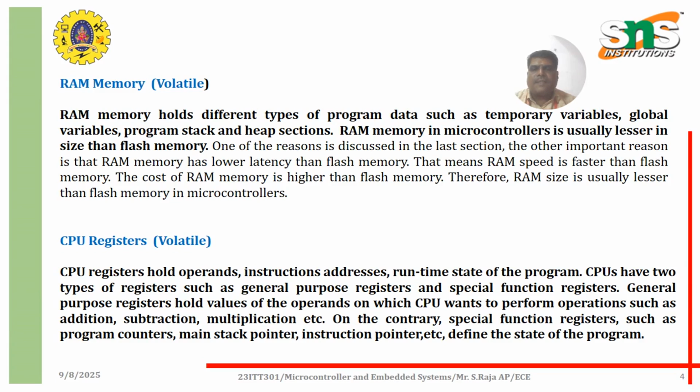General purpose registers hold the values of the operands on which the CPU wants to perform operations such as addition, subtraction, multiplication and division. On the other hand, special function registers such as the program counter, main stack pointer, instruction pointer, etc. define the state of the program.